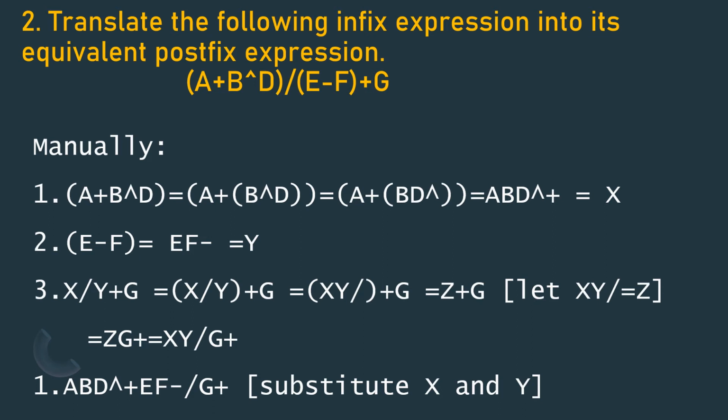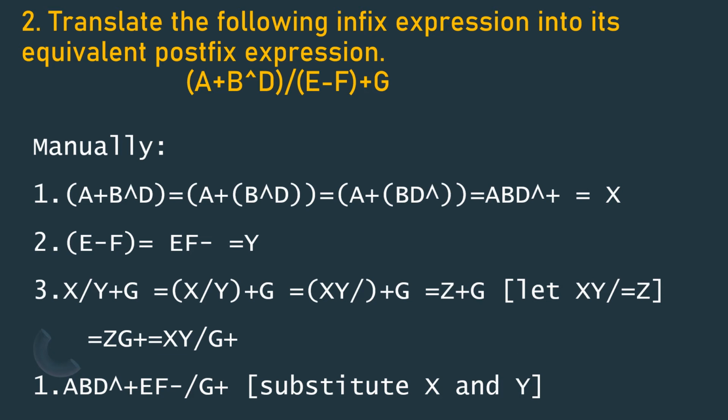Here two operations are there, division and plus. So we will first do the division operation because it has the higher priority. So x divided by y, we will keep it within a bracket, and its postfix form is xy division, or xy division plus g. So if you convert it into postfix form, let's say xy division is z, so we can write it as z plus g.